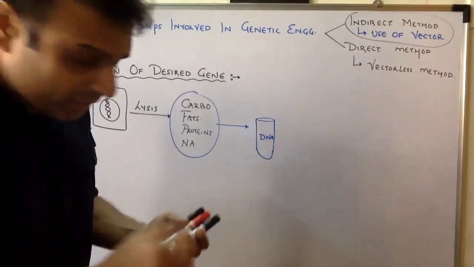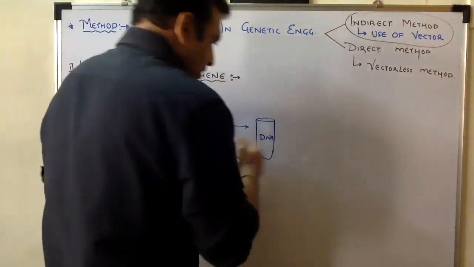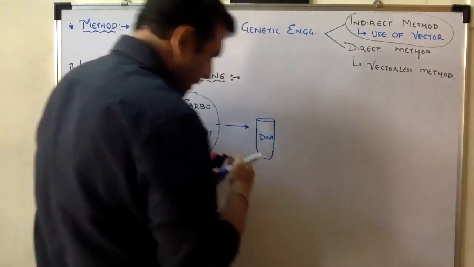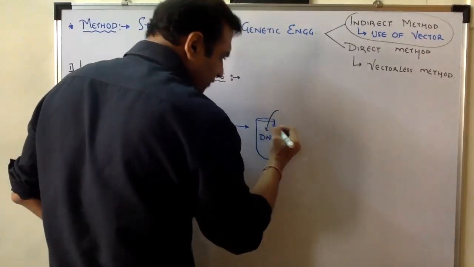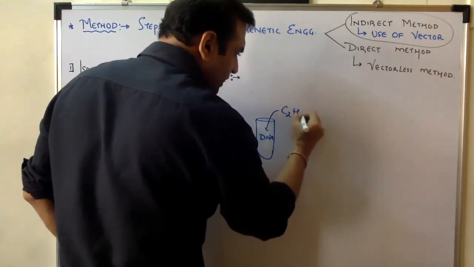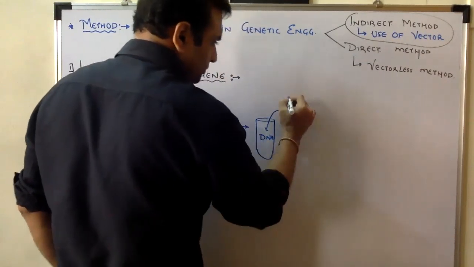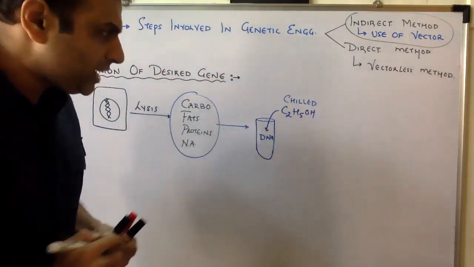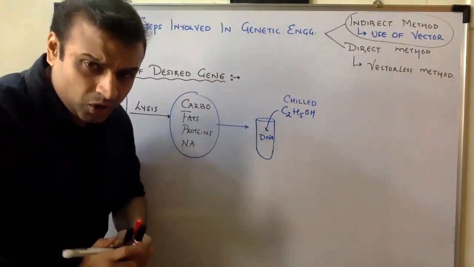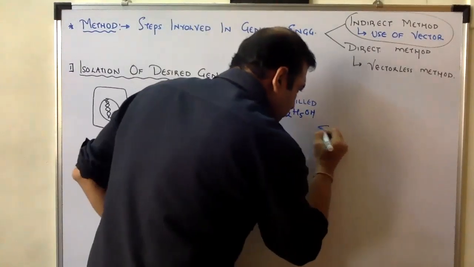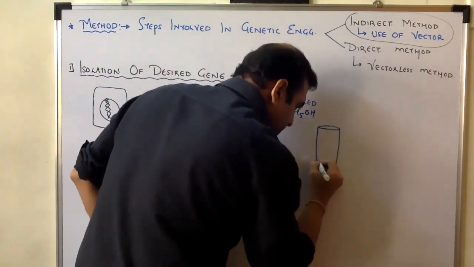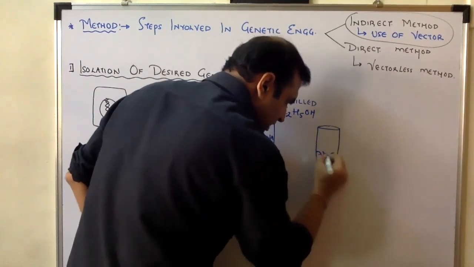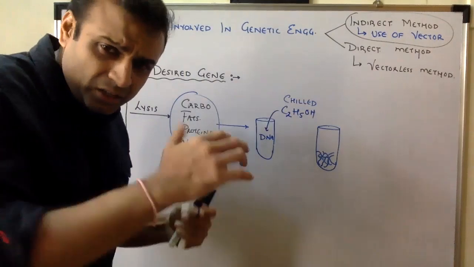नाउ व्हाट वी विल बी डूइंग, लिसन. We need to precipitate this DNA so that we can store it. Okay. So for precipitation of DNA, we will be using chilled ethanol or ethyl alcohol. उसके वजह से ये जो टेस्ट ट्यूब है, इसके अंदर हमारा डीएनए ऐसे नूडल्स के जैसे नीचे सेटल हो जाएगा.